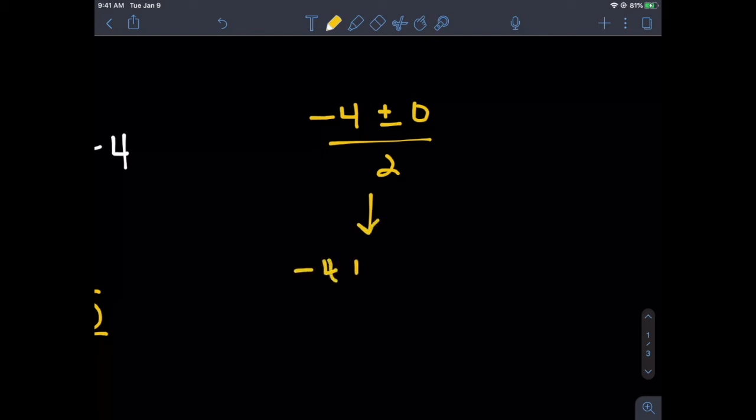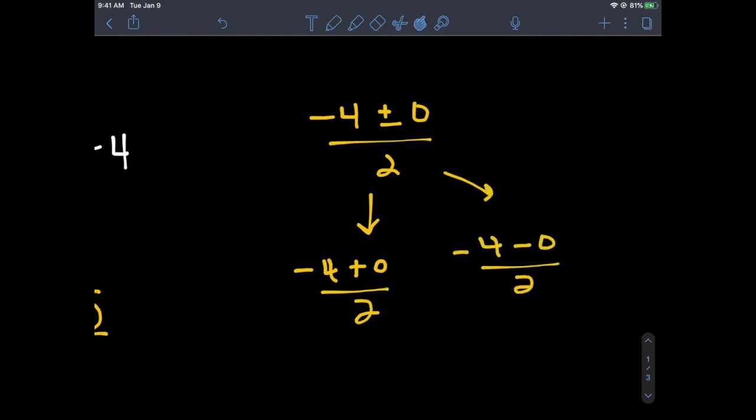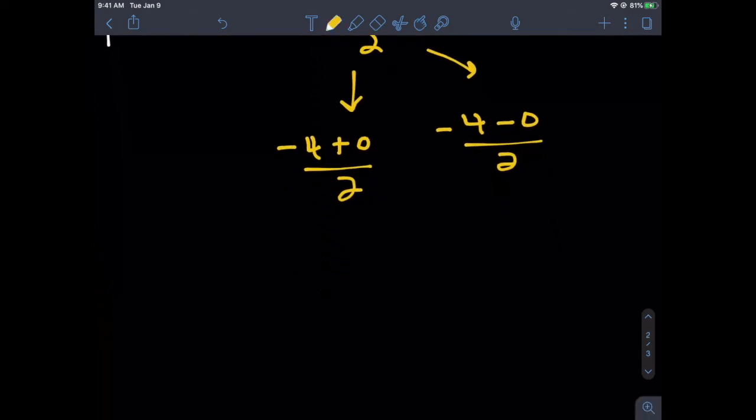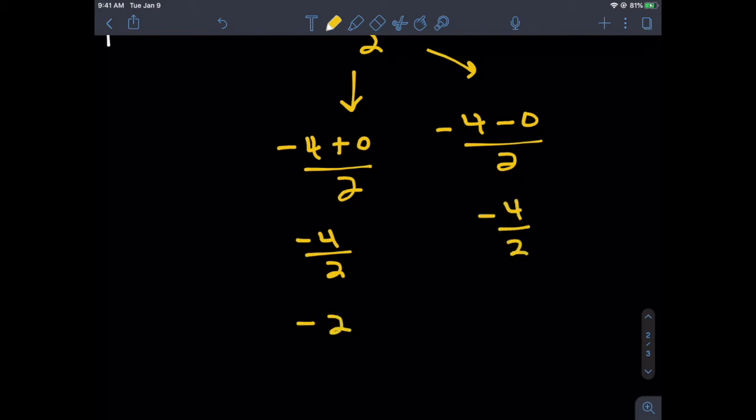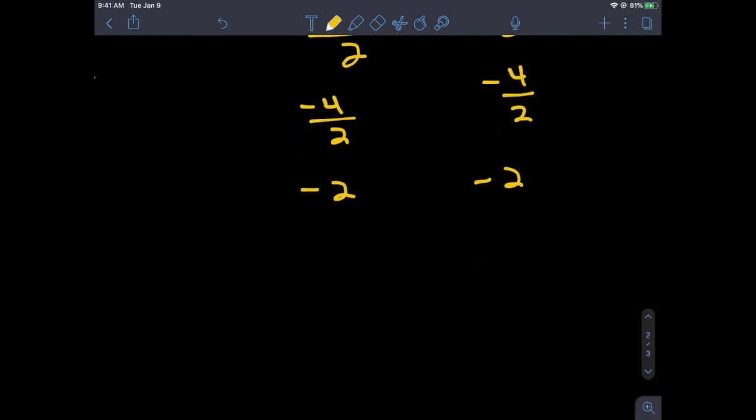We have negative 4 plus the 0 over 2. And then we're going to have the negative 4 minus 0 over 2. Of course, we are going to get the same solutions here, but we may as well see this through to the end, right? Negative 4 plus 0 is negative 4, divided by 2 is negative 2. Negative 4 minus 0 is negative 4, over 2 is negative 2. We get the same answer here.